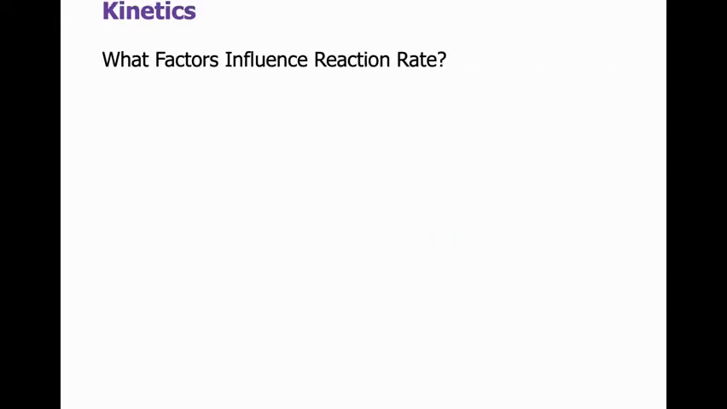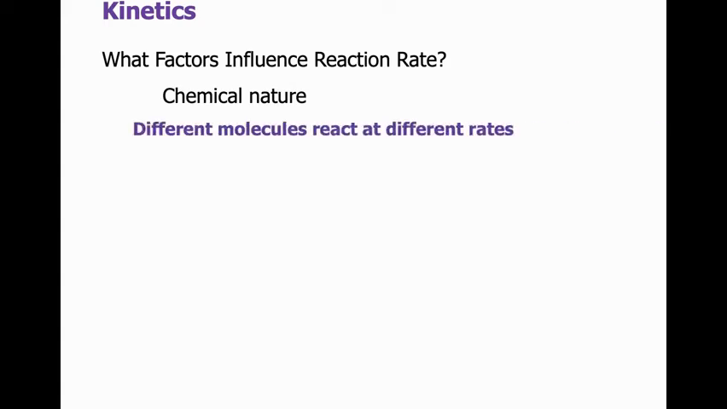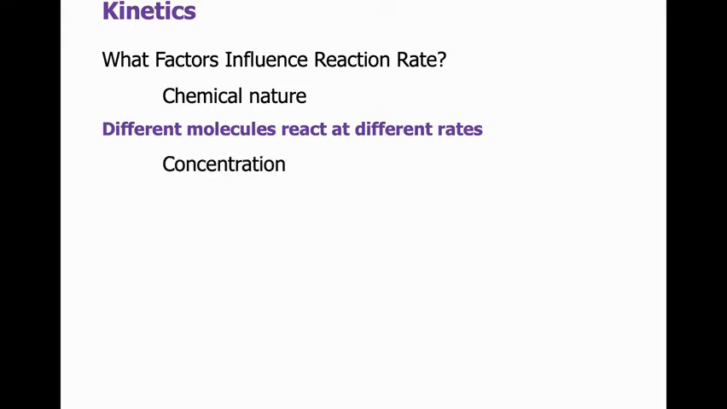The other thing we want to review really briefly here is to think about what factors are influencing how fast a reaction happens, or the reaction rate. So just for review, the chemical nature influences how fast a reaction happens, right? Different molecules react at different rates depending on how accessible they are and how they can connect with each other. The concentration has an influence, right?